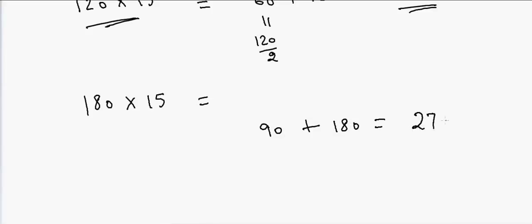So again, if I have 180 to multiply by 15, that will be equal to half of 180 is 90, plus 180, so 18 and 9, that's equal to 27, two zeros in the end, so that's our answer.